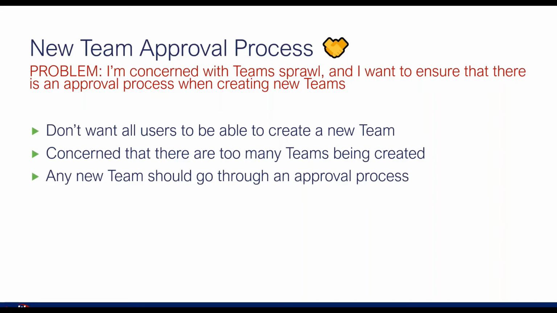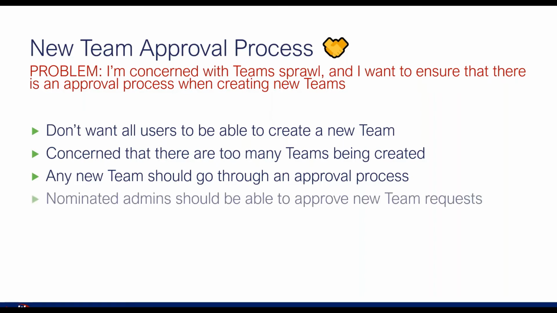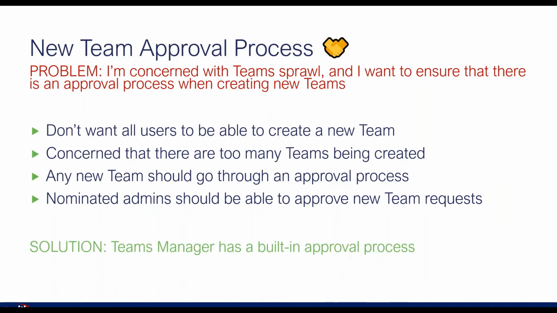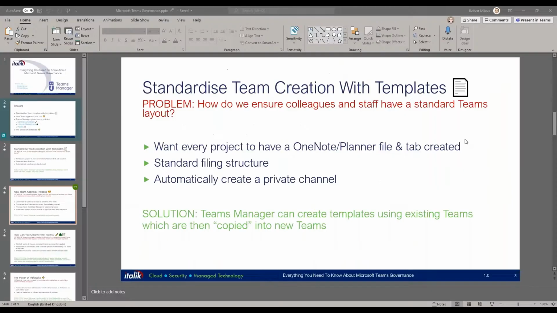A good example for that is you may want to ensure that the title of the team is correct. You may want to ensure that there's more than one owner assigned, or you may want to ensure that the correct classification is being applied. And as an administrator, you'll get a notification to be able to approve or even reject new team requests. The solution is that Teams Manager has a built-in approval process. So let's quickly dive in and see what that approval process looks like.